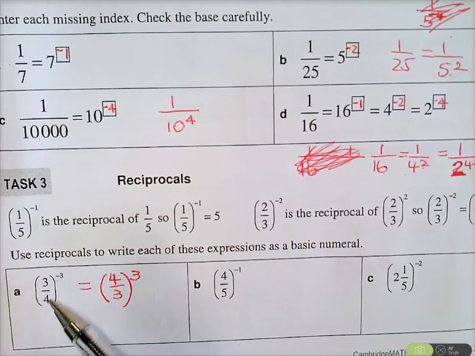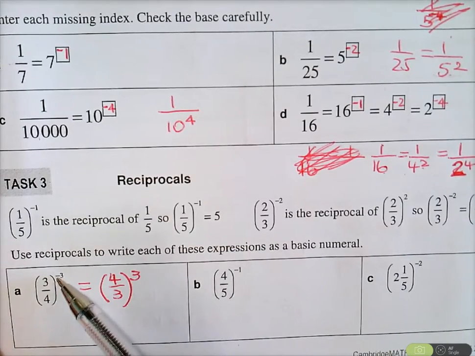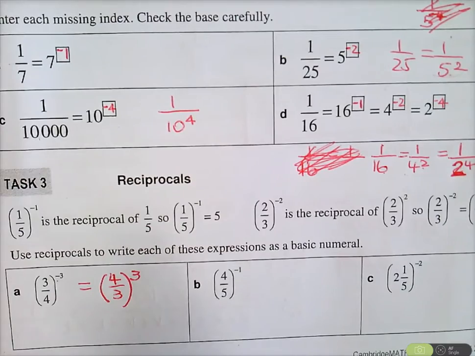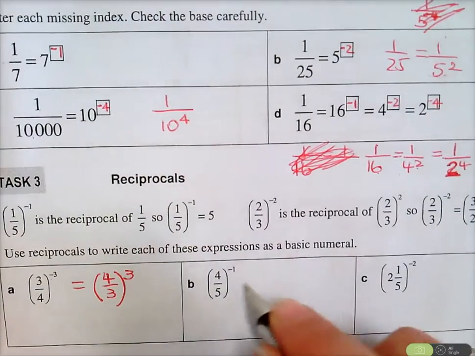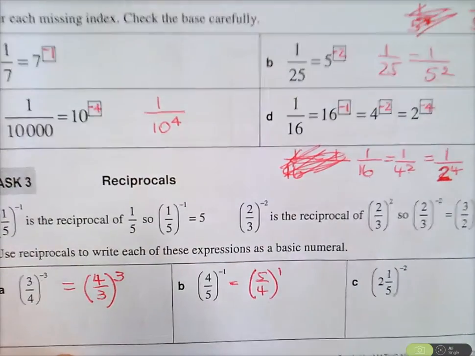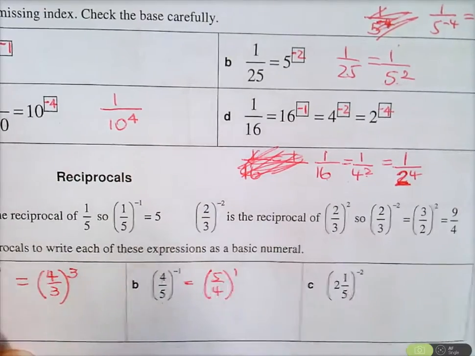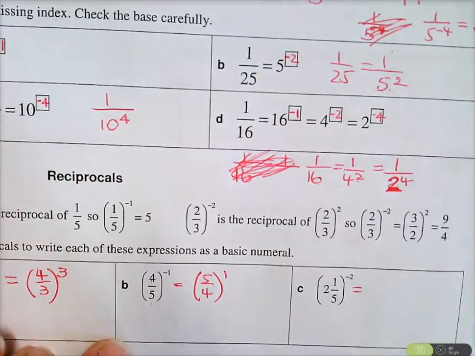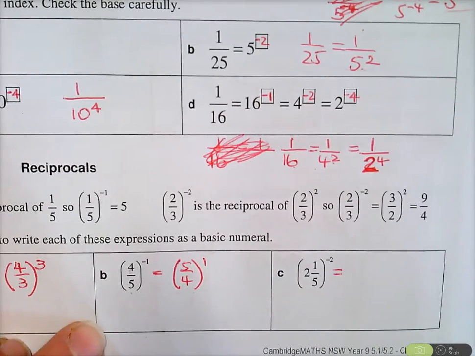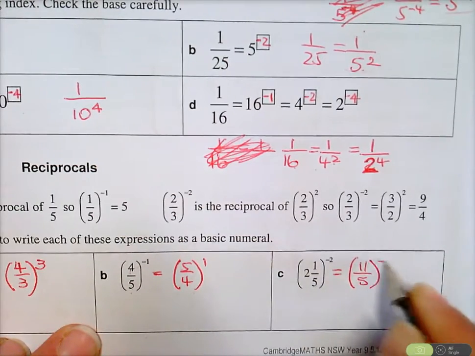If you've got a negative power, you don't want to see negative powers. We want to get rid of them. How do you get rid of them? Opposite of negative 3 is 3. Opposite of 3/4, or flip, reciprocal, is 4 over 3. So it's 4 over 3 cubed. What will this one be? 5 over 4 to the positive 1. Got it? That's an opposite. That's an opposite. And what's, oh, I can't turn 2 1/5 over. Change it to an improper fraction. 11 over 5 to the negative 2.